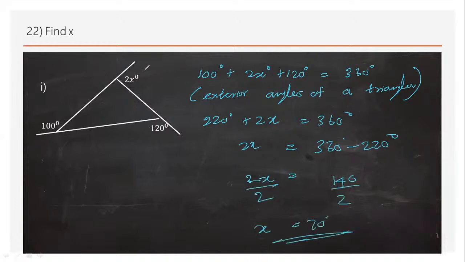It means this angle is 70 times 2, 140. But they didn't ask us to find that one, right? They asked only the x here. Question number 23. Yeah, this is 22 now. We have to do the 23 then.